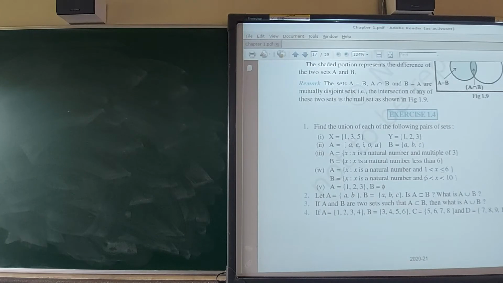Look at that now. What are the multiples of 3 in the A set? Multiples of 3 are 3 and 6. And the natural numbers less than 6 are 1, 2, 3, 4, 5. So the union of these sets. That question I will do on the board.